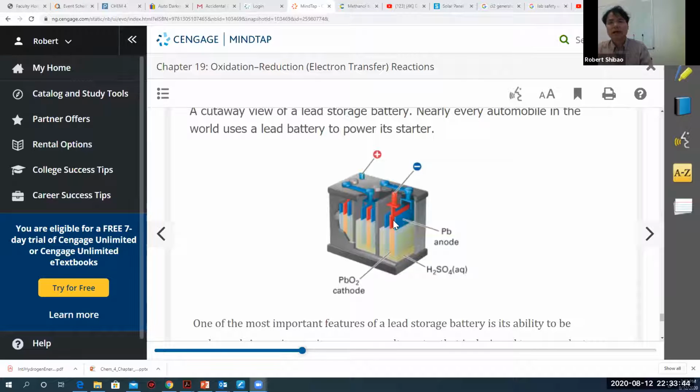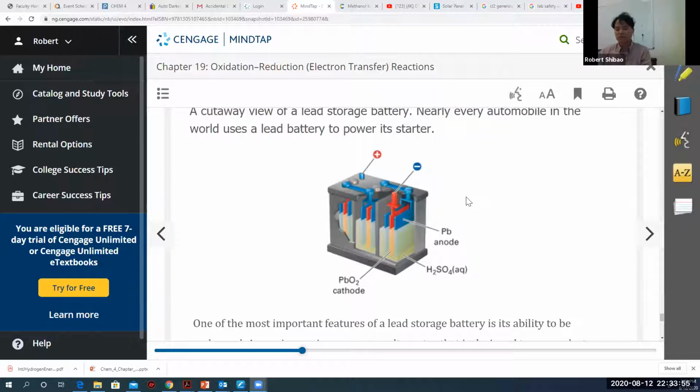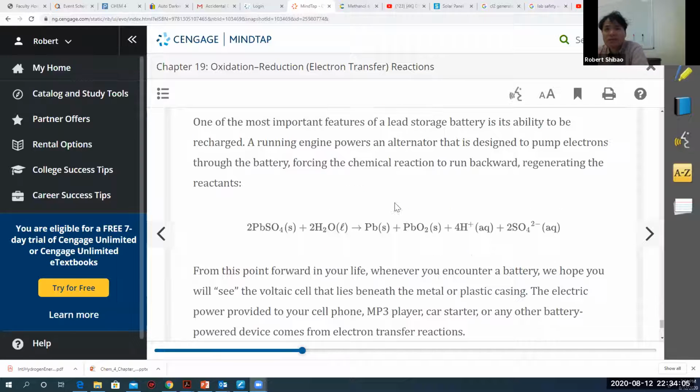Sometimes we can't get a high enough voltage. So in a car battery, they have 6 2-volt batteries attached in series, they call it. So 6 2-volt batteries attached in series gives you 12 volts. So we can get 12 volts from a car battery. This is the car battery here.